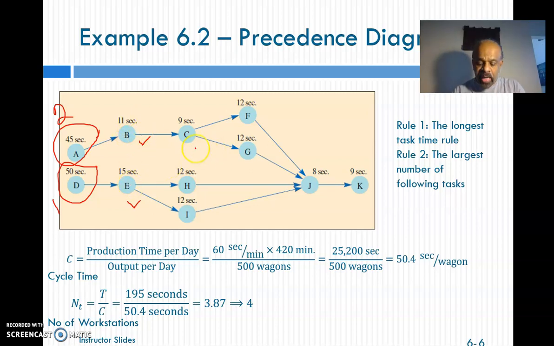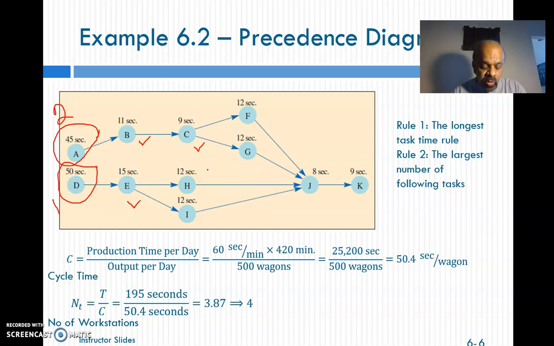So let's do the next thing. The next one will be, if I look at C, H or I, H or I has 2 tasks, whereas C has 1, 2, 3 tasks. So I'm going to choose C. Again, using rule 2.